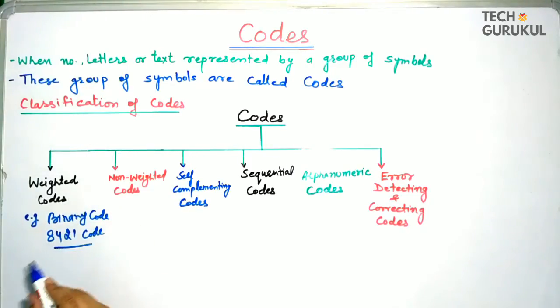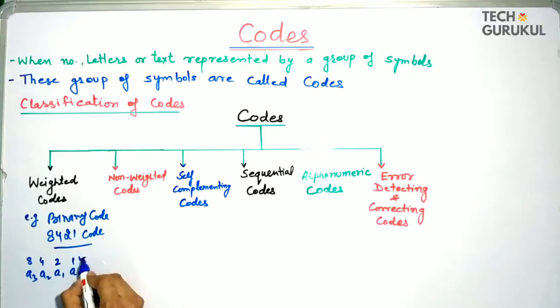Weighted code means these numbers have their positional values, their weights. For example, any binary number A0, A1, A2, A3. These numbers have positional values. The positional value of A0 is 1, the positional value of A1 is 2, this is 4, this is 8. So we calculate these numbers according to their weights, their positional values. So these are the weighted codes.